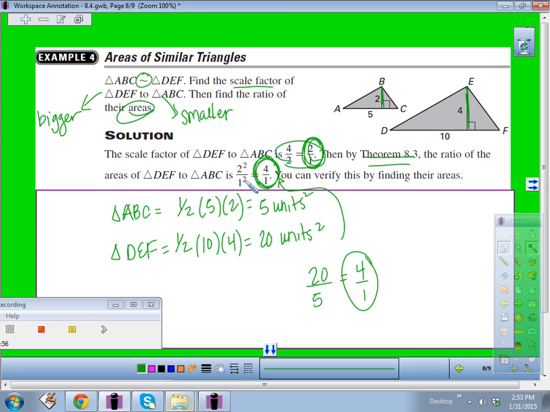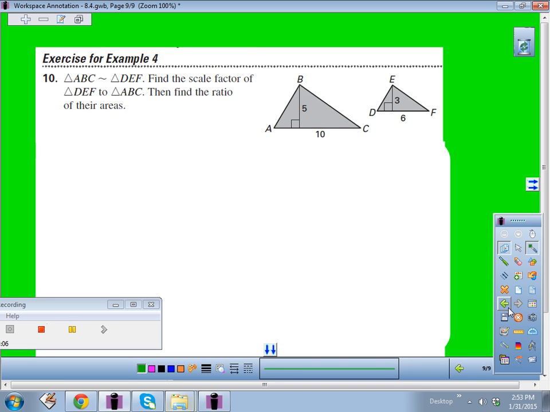So if you can remember theorem 8.3, this will save you time. You don't have to calculate the area of both triangles. You can go straight to getting the ratio of their areas. So take this time to do number 10, the exercise for example 4.